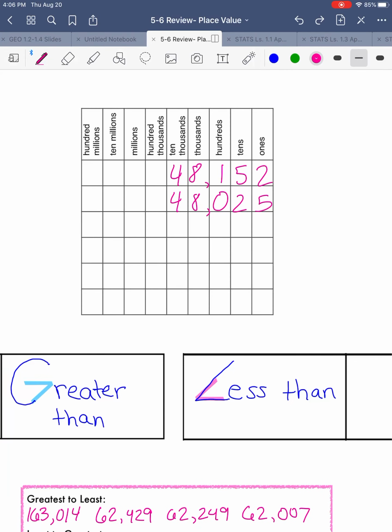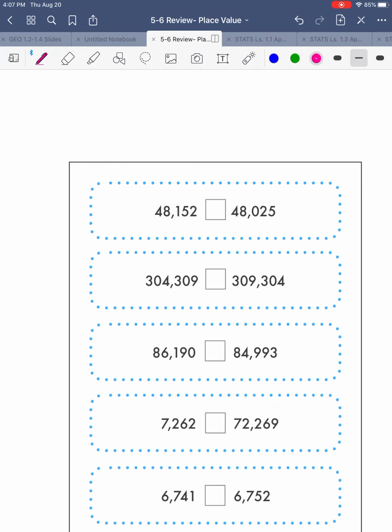So if you look at the digits and the place values, they're equal until we get to the hundreds place. This time, this number is greater than this number. So that whole number, 48,152, is greater than 48,025. So now I have to think, what symbol is that? Well, which one would look like a G? Would it be this one? No, you can tell that's backwards. This would look like the G. So we're going to fill it in with a greater than symbol. Okay? All right. Let's go to the next one.